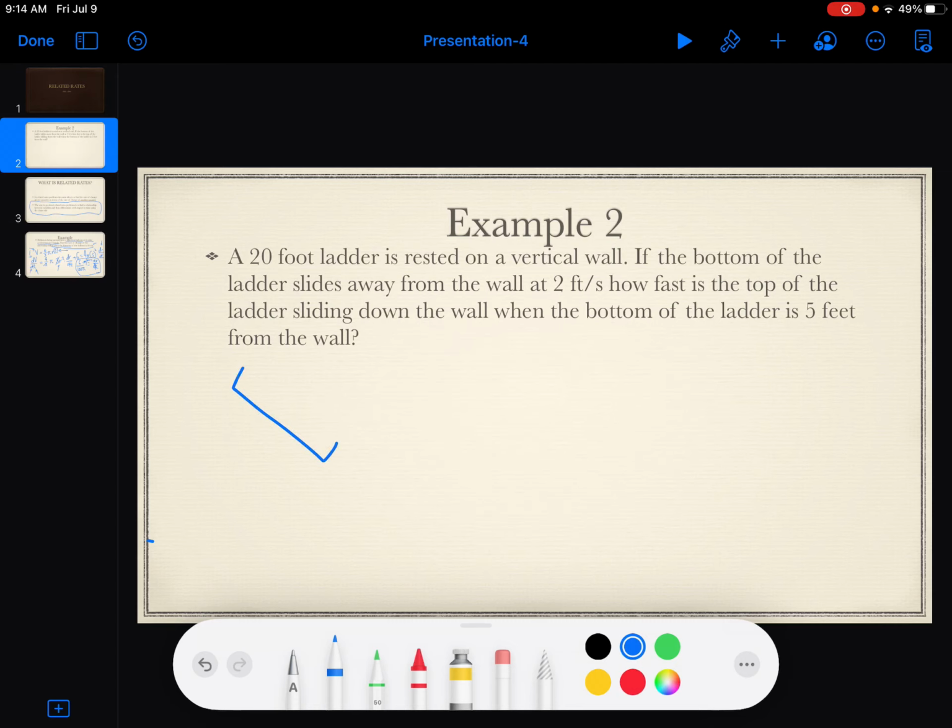So we got our ladder, and we got our wall, and we got the ground. And so let's label everything. The first thing you should do in many related rates problems is to draw a diagram, draw a picture, and just label everything. And so the easiest thing to label here is, well, the length of the ladder. And I'm going to call this R. So the length of the ladder is R.